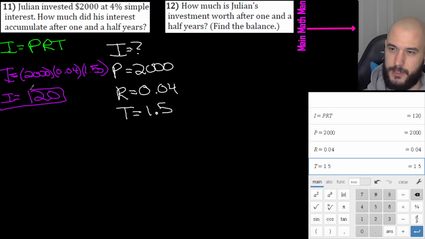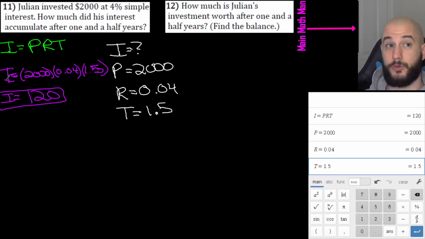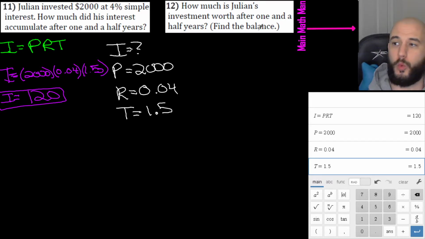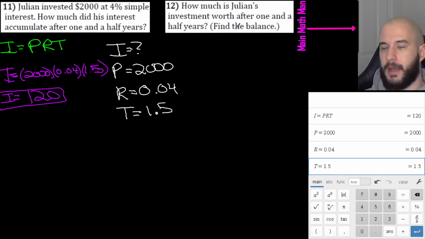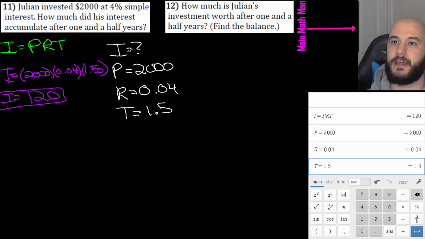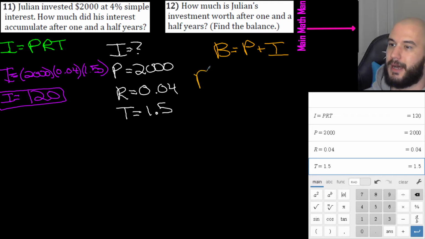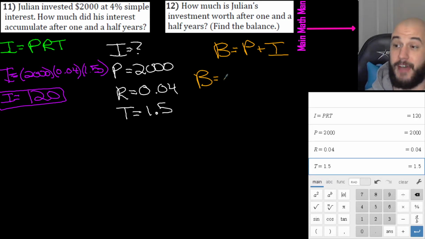All right, so we found the interest, and then it says in the next one right over, so these two problems go together. It says, how much is Julian's investment worth after 1.5 years? And so it's talking about the balance. So you're trying to find that balance after 1.5 years. So let's find this. We're saying our balance is going to be equal to that principal plus the amount of interest. And so again, you can just plug those numbers in, since we have both of them now.